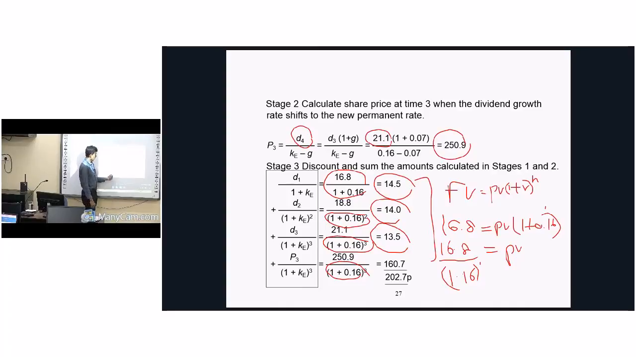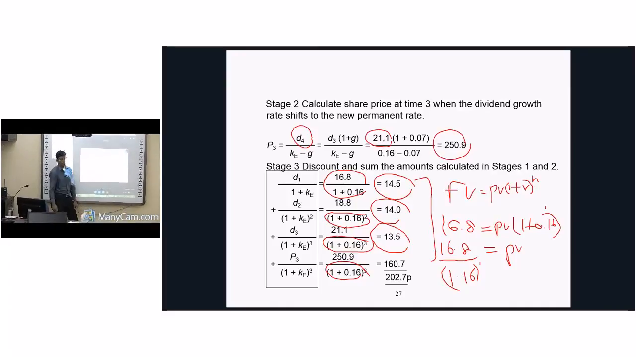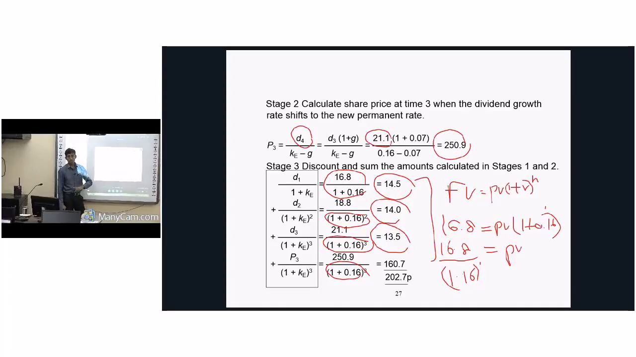Keep in mind, this is where you have to be careful. This is not your present value. This is the end of year 3 value. You have to further discount it by the third year discounting rate to arrive at the present value. Then all these are year 0 values. When you tie them up, you will have 202.7 pence is equal to 1 share. Now you multiply by the number of shares, you can arrive at the value of your business.